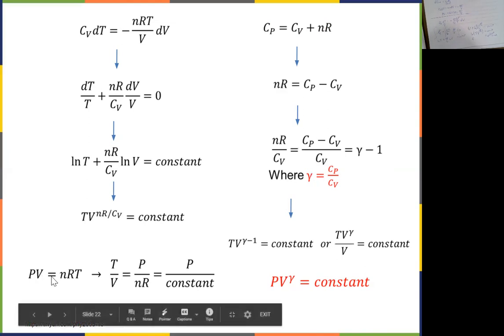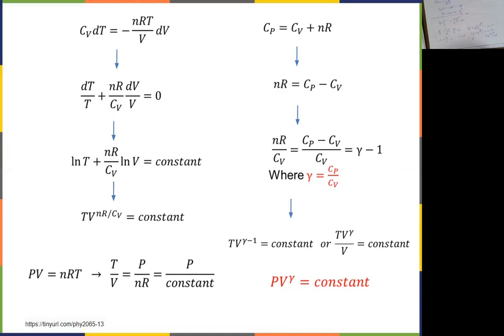Now from PV equal to nRT, you can rewrite that T over V is equal to P over nR. nR is a constant, so it's P over nR. So T over V is equal to that. Now let's just leave this here, and let's check on the other side over here.